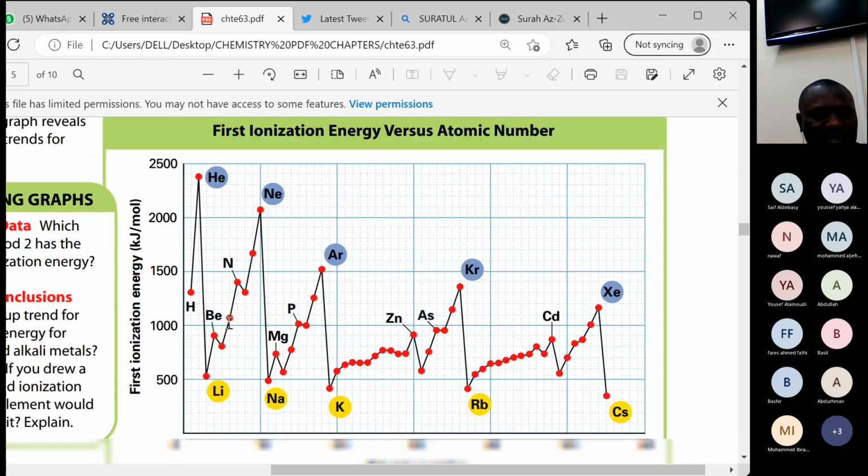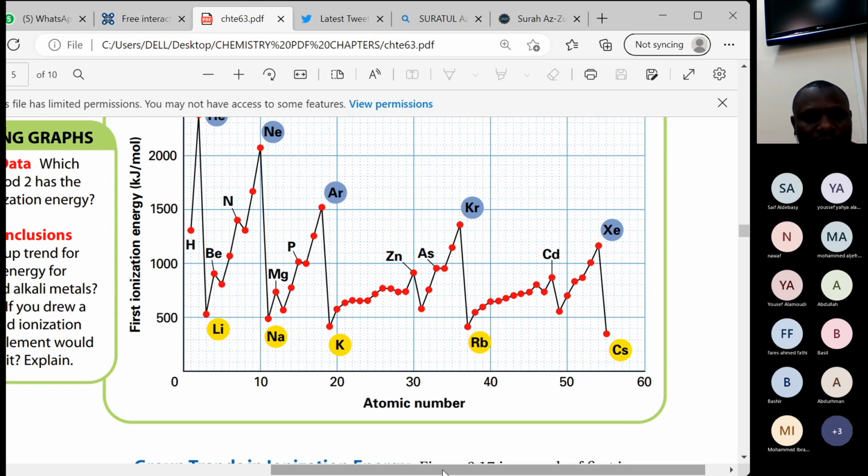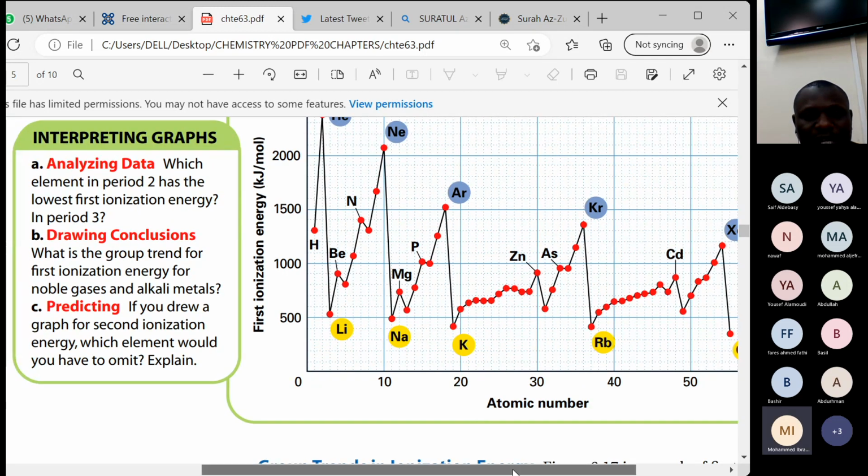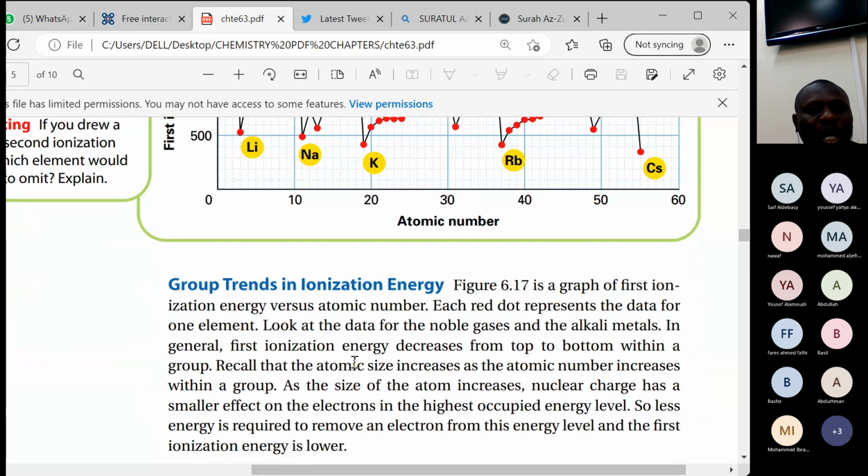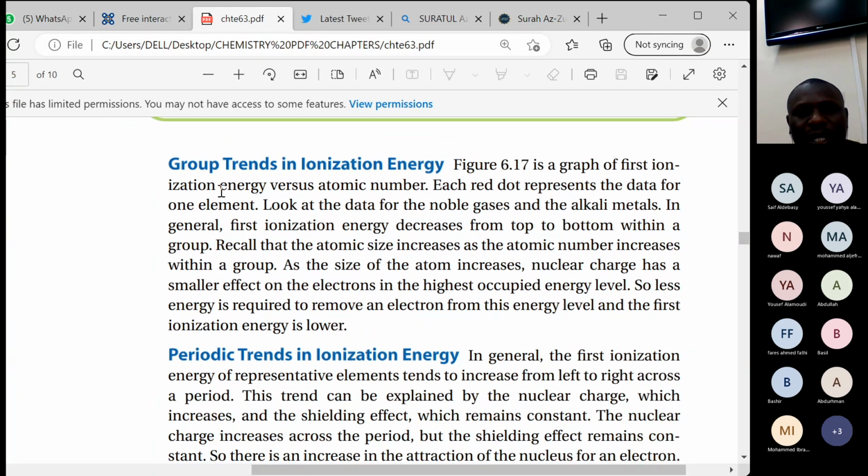You understand now the graph? Yusuf Majid, do you understand? Yes. Very good. Thank you. Now let's look at this one, what we are discussing. Can one person read this, Yusuf Majid?